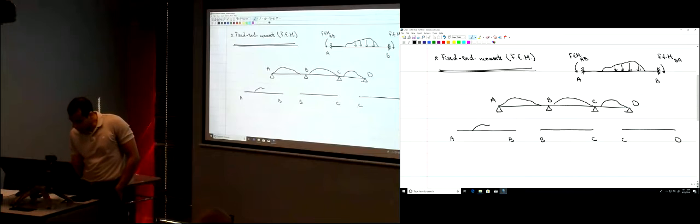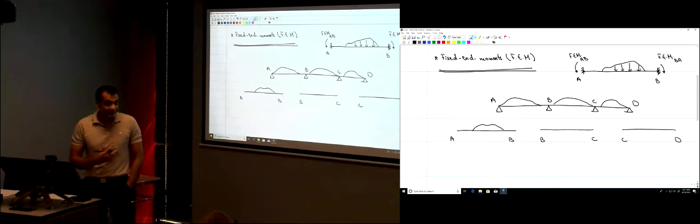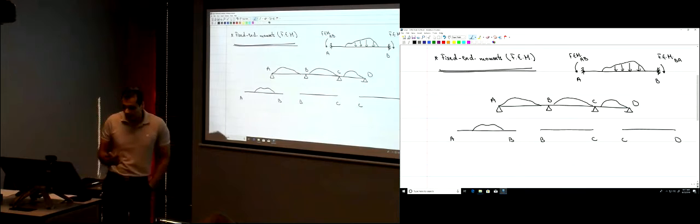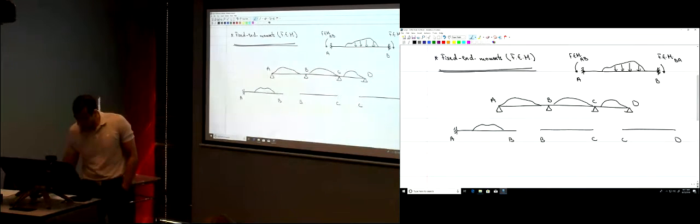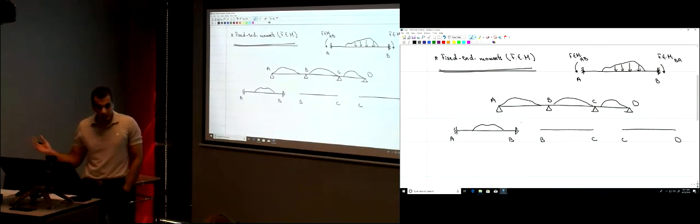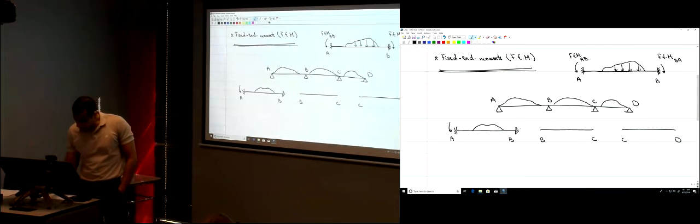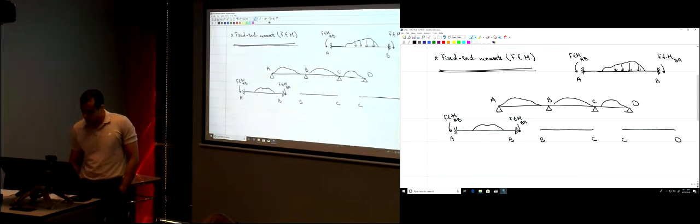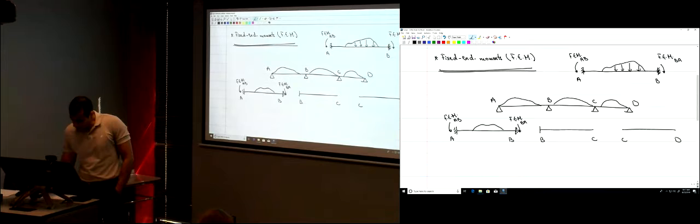On member AB, it's not fixed, but if I ask you how much is the fixed end moment, what you do is you assume that both ends are fixed, okay? And the fixation moments, the moments for the fixation here, are called the fixed end moments. So this is the fixed end moment AB, and fixed end moment BA. For BC, the fixed end moments, you assume that both ends are fixed, and this is fixed end moment BC.